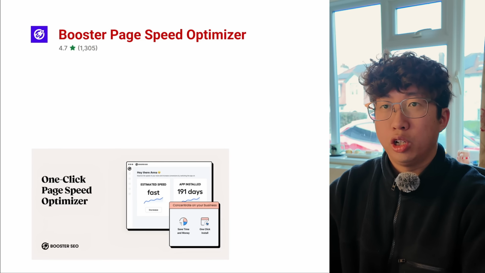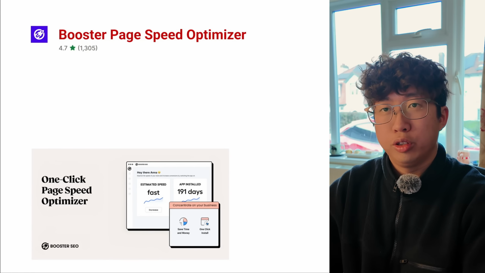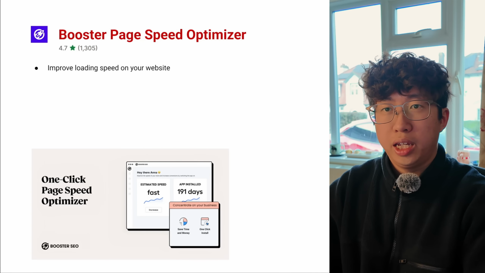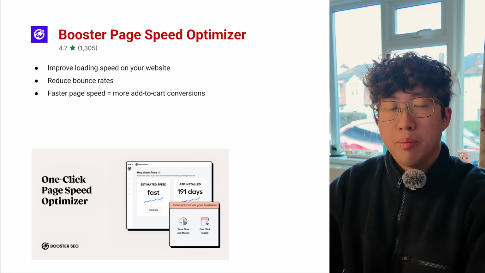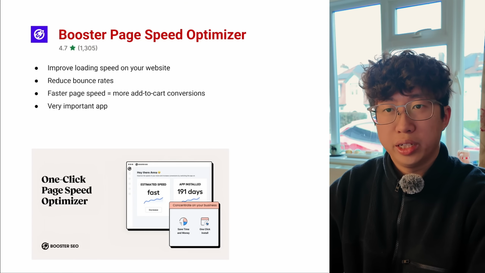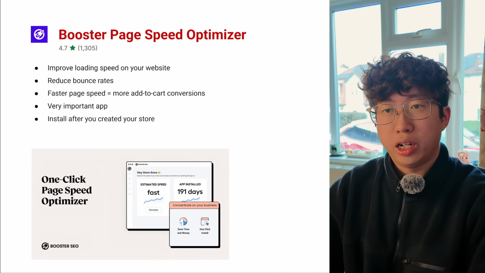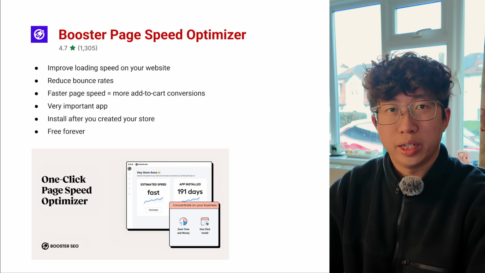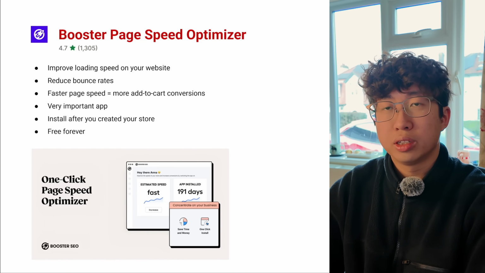So Booster Page Speed Optimizer is another app that you should install on your store. It basically improves loading speed on your website, it reduces bounce rates, and by having faster page loading speeds, you will increase your add to cart rate because more people will spend more time on your website. It's a very important app to have, and you should install it after you've created your store and you're just about to launch. It also is free forever and is super easy to set up. Basically 5 minutes to install and set up, and that's it, you're finished.